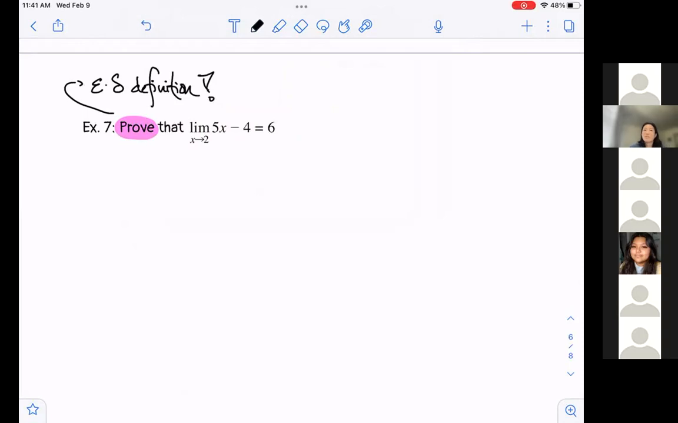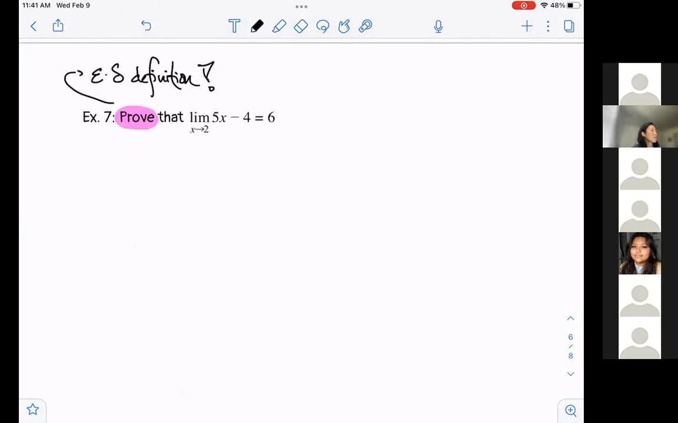Okay. So when you see the word prove, you want to think, oh, we have to use the epsilon delta definition, which is the process that we're going to do right now. I like to break this down into 3 parts, and we're going to write this out for every single one. We're going to start by saying given epsilon greater than 0, we choose delta to equal, and we're going to leave a blank line.